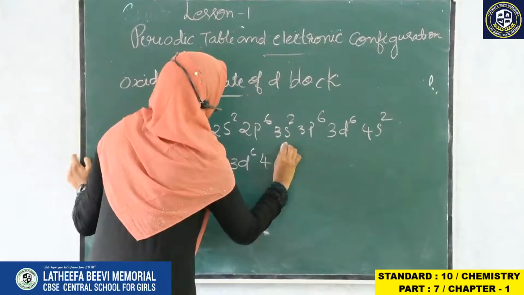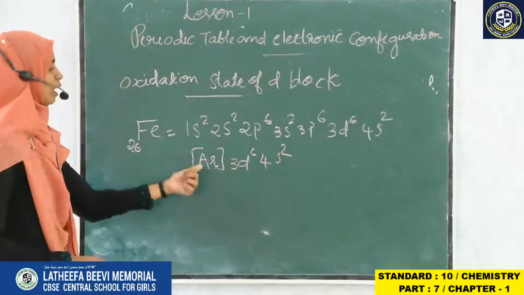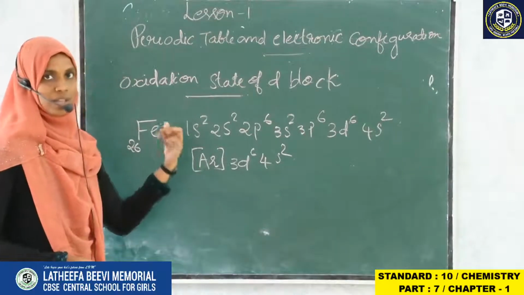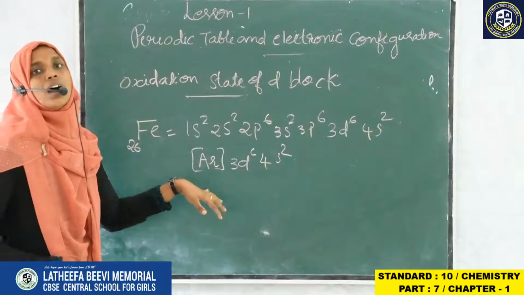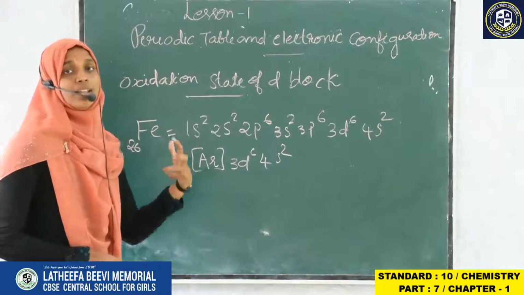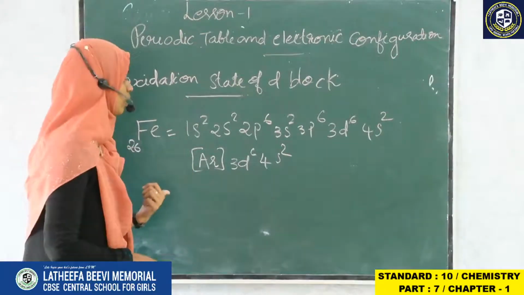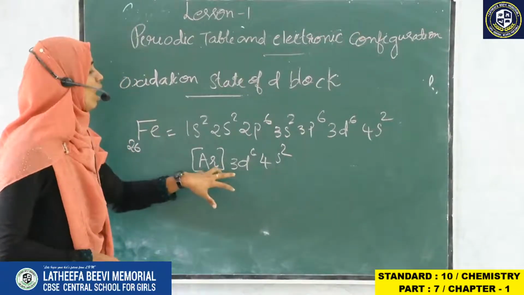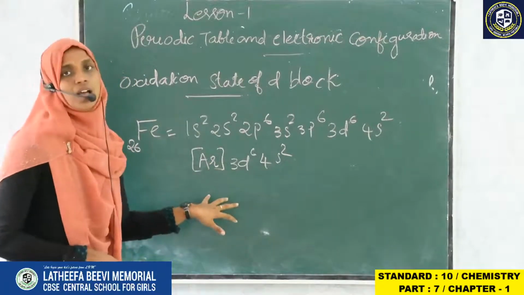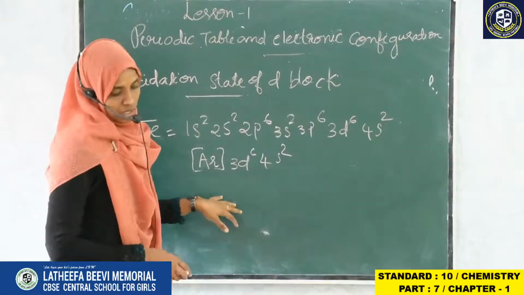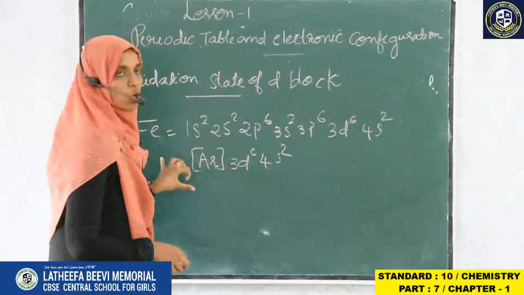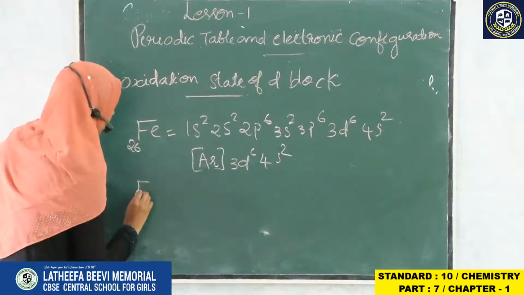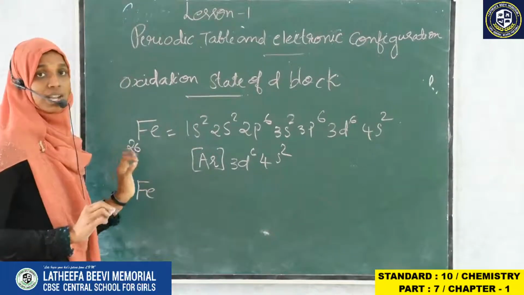Argon 3d6 4s2. This is the electronic configuration using noble gases. Argon is the noble gas. We already learned how to write the subshell electronic configuration using the noble gas. So this is the way to write the electronic configuration using the noble gas. Okay. So this is the normal electronic configuration of iron.